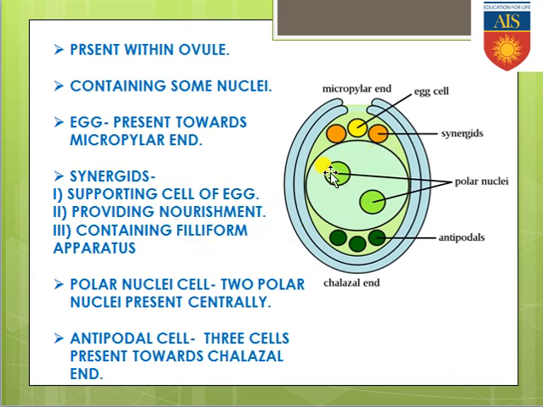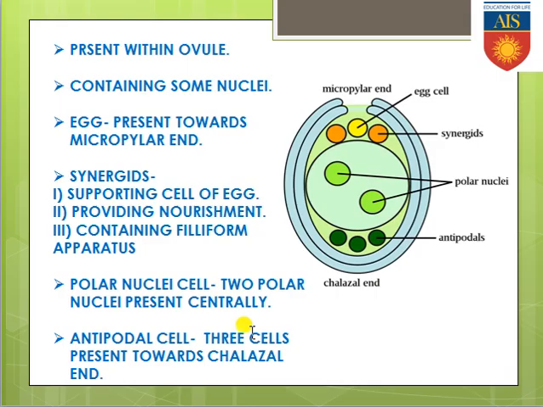Next, the centrally located 2 nuclei are known as polar nuclei, and the entire cell is known as the polar nuclei cell. What is the function of these 2 polar nuclei? Their function is exclusively producing the endosperm, because when the 2 male gametes enter the embryo sac, the first male gamete fertilizes the egg cell, and the second male gamete fuses with these 2 polar nuclei, forming triploid endosperm. So for producing endosperm only, these polar nuclei are present.